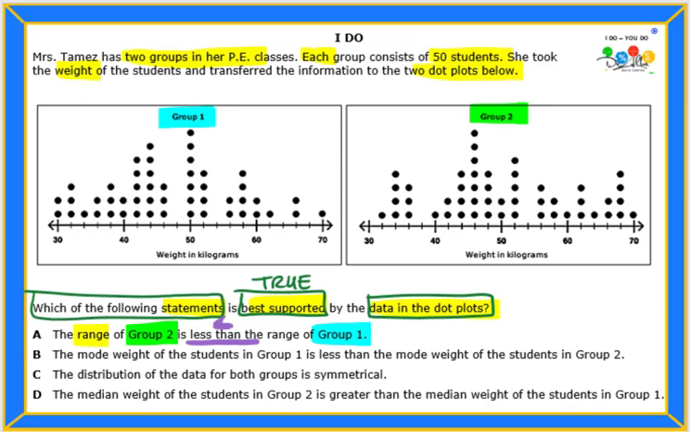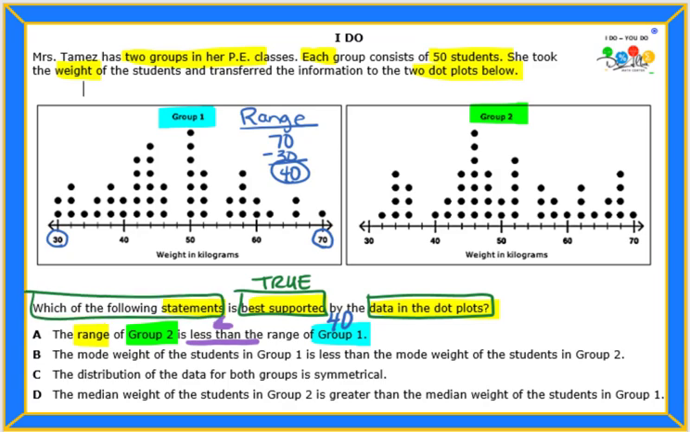To find the range, remember we need the minimum and the maximum. For group 1, we have a maximum of 70 and a minimum of 30. So we're going to find the range by subtracting those. 70 minus 30 is 40. So the range is 40 for group 1.